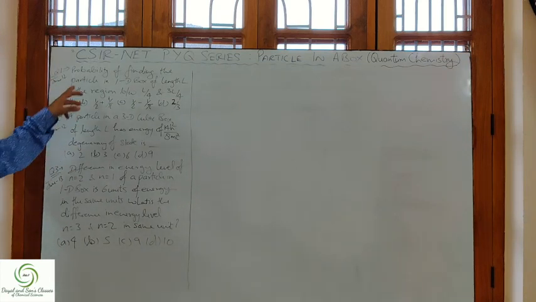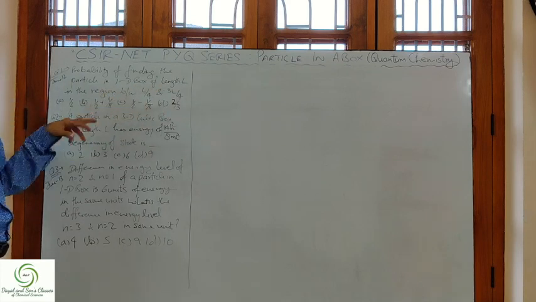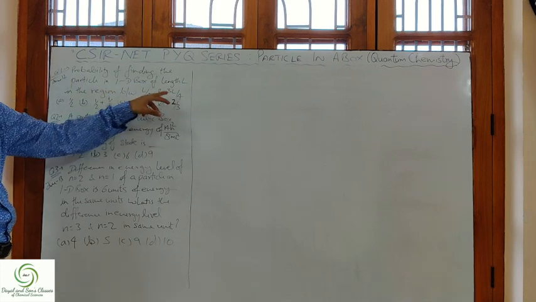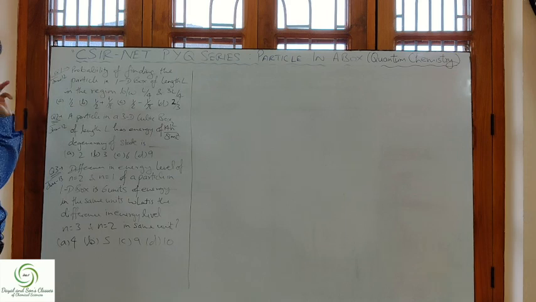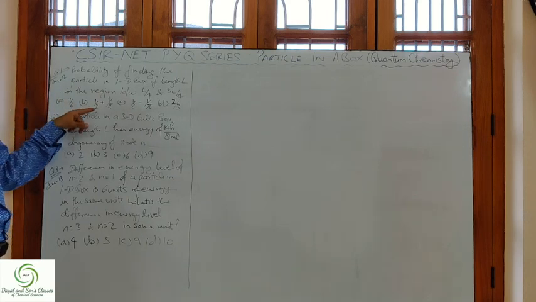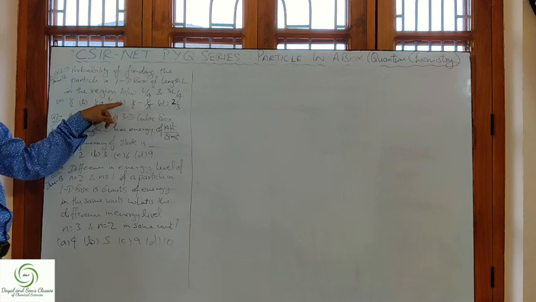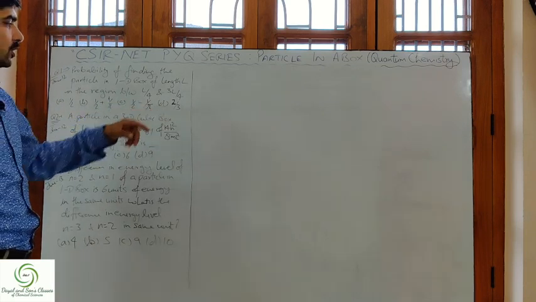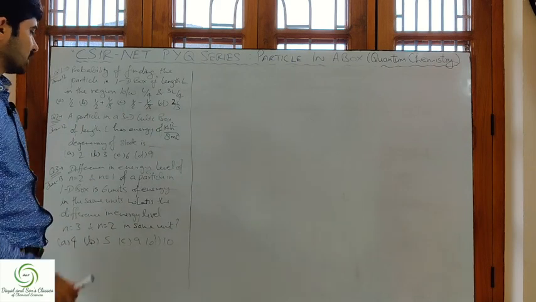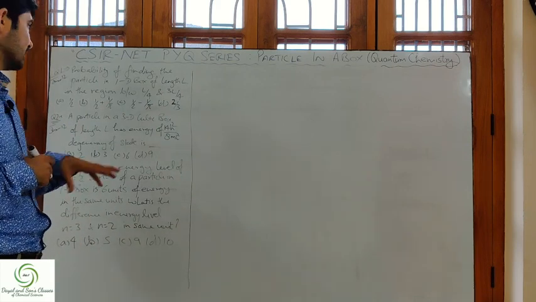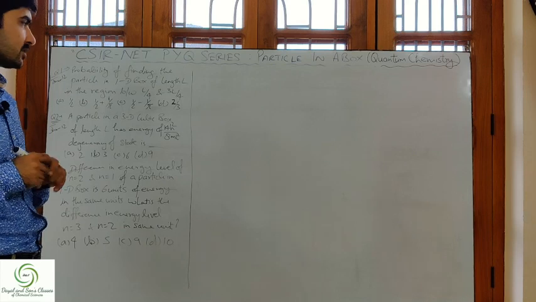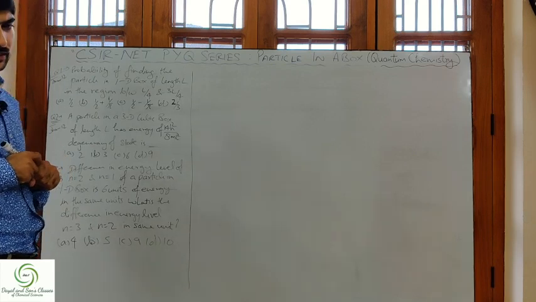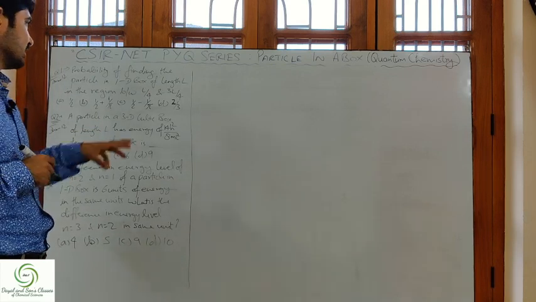First question says: find out the probability of finding a particle in a 1D box of length L in the region between L by 4 and 3L by 4. And the options given to us were A: 1 by 2, B: 1 by 2 plus 1 by pi, C: 1 by 2 minus 1 by pi, and D: 2 by 3. Now let us see.